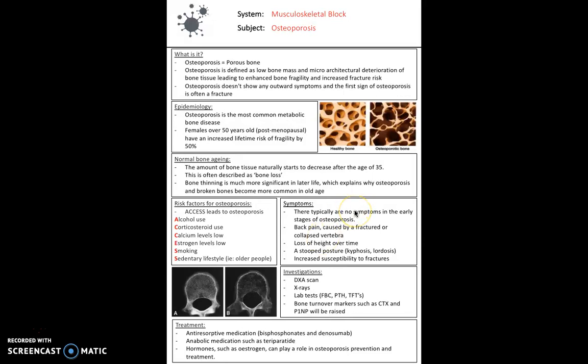So there are typically no symptoms in the early stages, as we've said, of osteoporosis, but there can be back pain, there can be loss of height over time, and kyphosis and lordosis may predict osteoporosis before it's discovered clinically. In terms of treatment, we can use bisphosphonates and denosumab, so anti-resorptive medications. Also anabolic medications and hormones such as estrogen can play a role in prevention and treatment of osteoporosis.